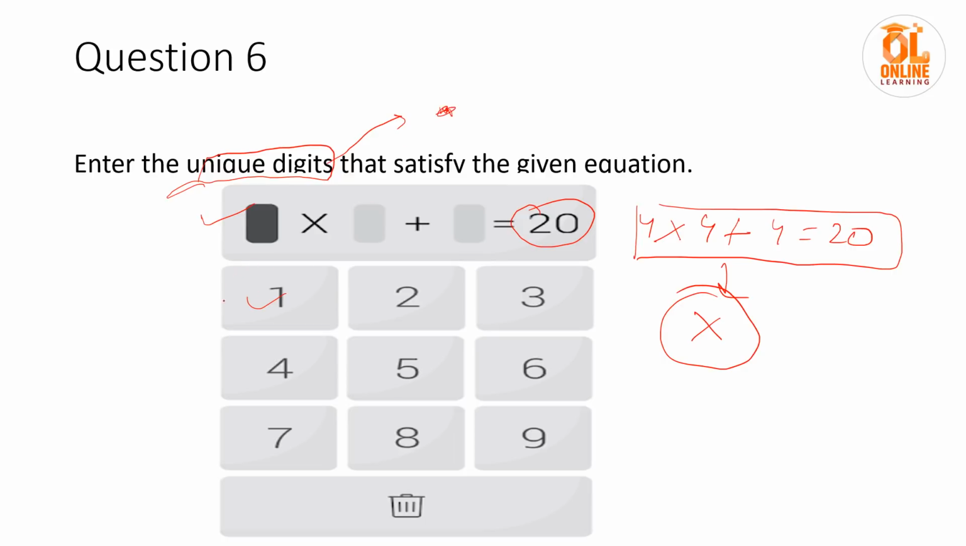So we can do this by 3 into 4, that is 12, plus 8 is equal to 20. If you find more unique answers, then please write them in the comment section. Now let us move to the next question.